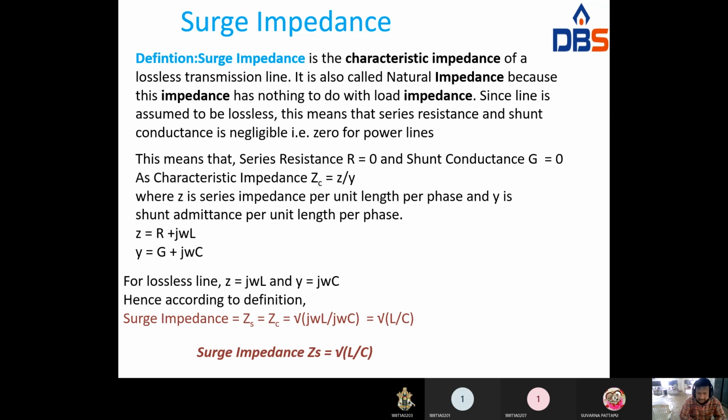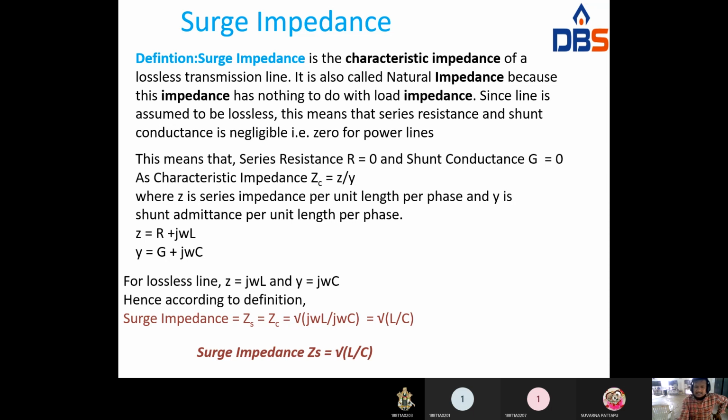Therefore, surge impedance, or characteristic impedance, is equal to square root of Z by Y. What is Z? j omega L. What is Y? j omega C. Therefore, surge impedance is equal to root L by C. It is very, very important. The given L value and the given C value determine the surge impedance of a transmission line.